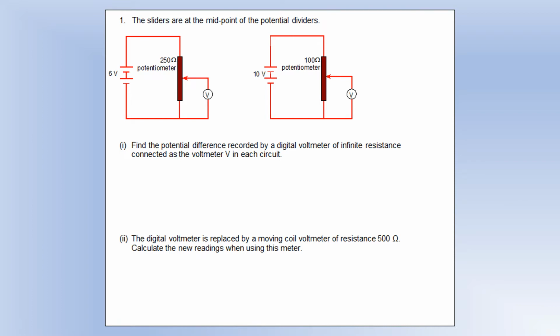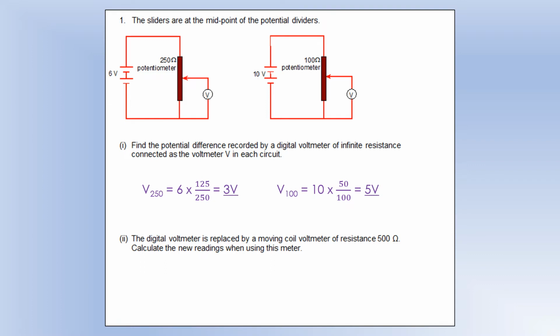Okay, so we've got 2 potentiometers, both at their midpoints, it says. Find the potential difference recorded by a voltmeter of infinite resistance in each circuit. So essentially, we can do 2 calculations here. It's halfway, so we put half of the total number on the top line, and we get our 3 volts and 5 volts respectively. The digital voltmeter is replaced by a moving core voltmeter of resistance 500 ohms.